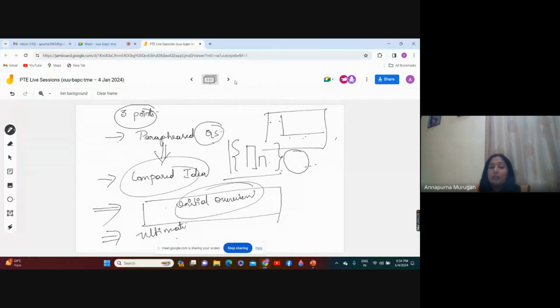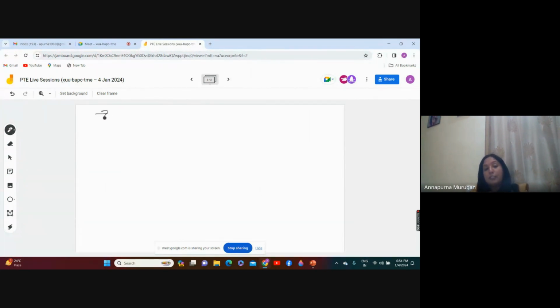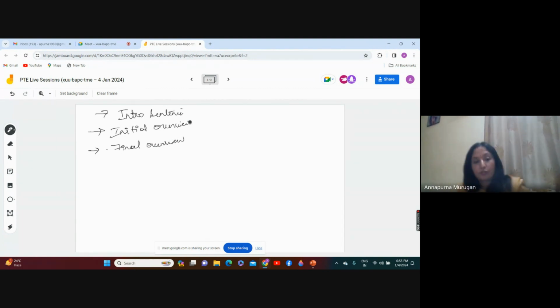Let me recapitulate. First is the intro sentence. Second is the initial overview. Third is the final overview. So these are the three things that we basically have: intro, initial overview, and final overview.